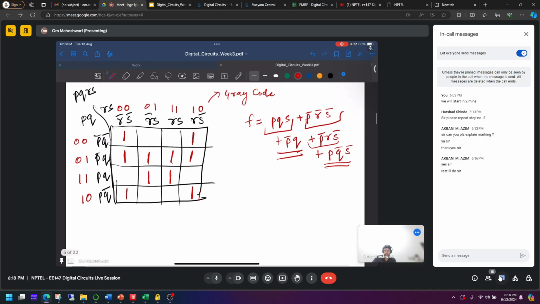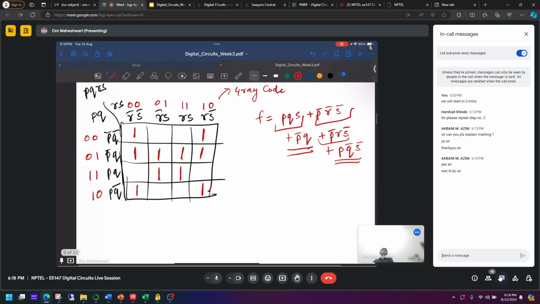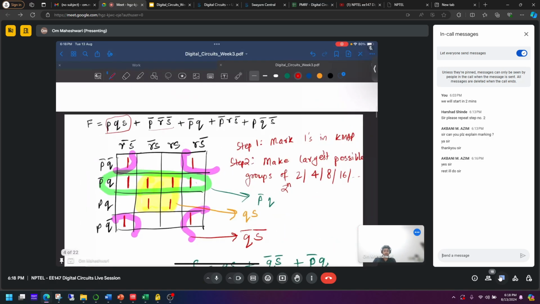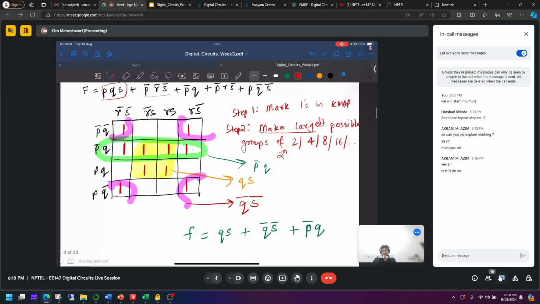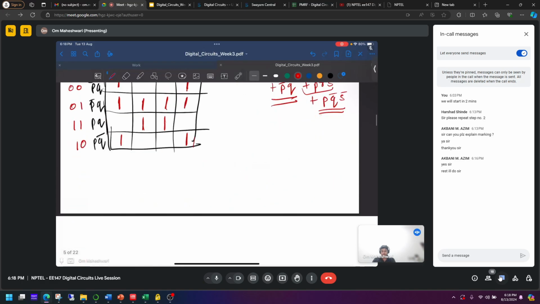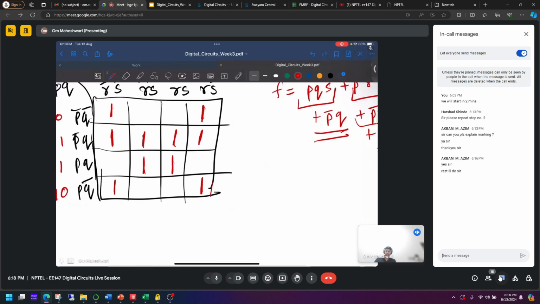We have marked these terms. Next step is we want to make the largest possible groups. Somebody asked, what is step two? Right, Harshad, what we have to do is make the largest possible groups of 2 to the power n ones. So let me do this again. Just by looking at it for the first time, I can see the four ones are here together. I can make it in one group. Let me mark it with some color. So these four ones are in one group.